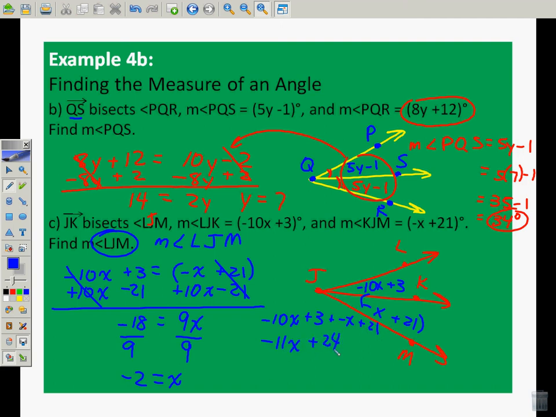So that's the measure of angle LJM. Minus 11 times minus 2 plus 24. That's 22 plus 24, which is 46 degrees.